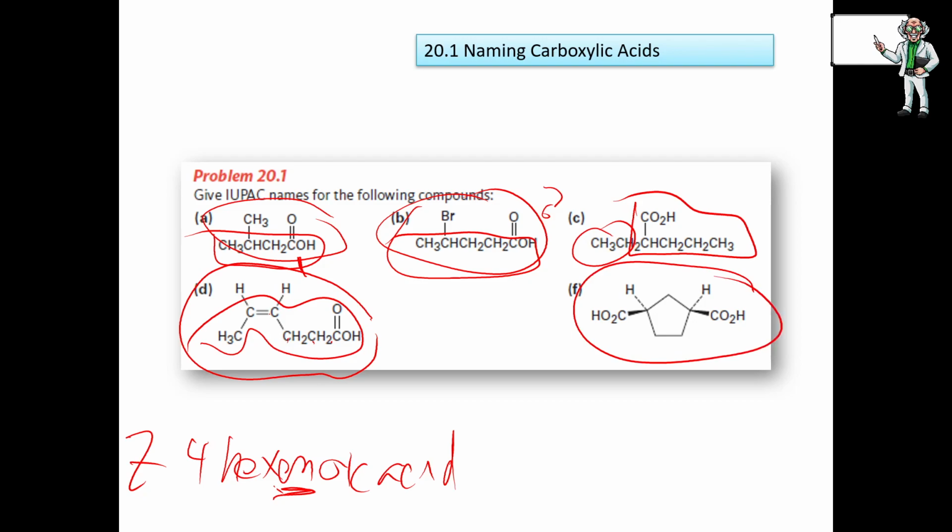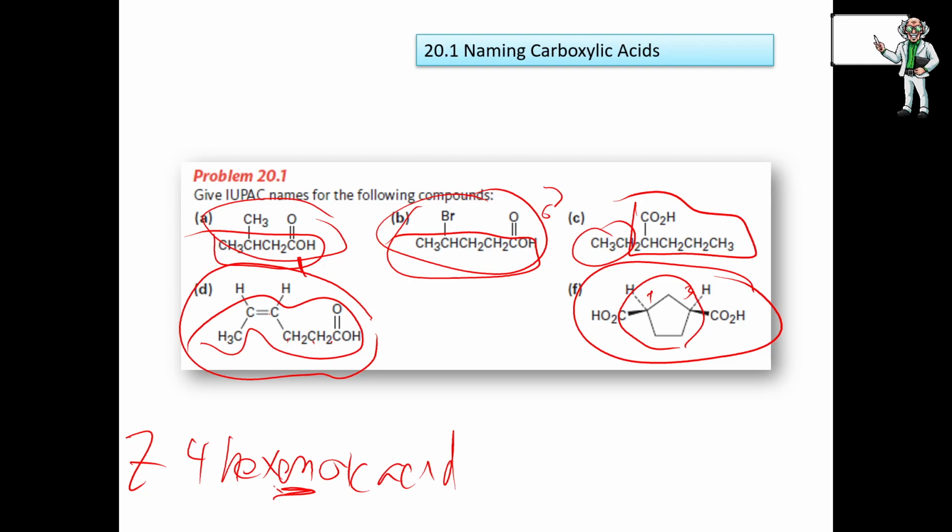I can do the F. F is a cyclopentane, the major chain, and I have 2 carboxylic acids. That means I have to numerate, because the first will be number 1, but the second could be any number. In this case it's number 3: 1, 2, 3, always the lowest number possible. That means this will be a 1,3 cyclopentane dicarboxylic acid.